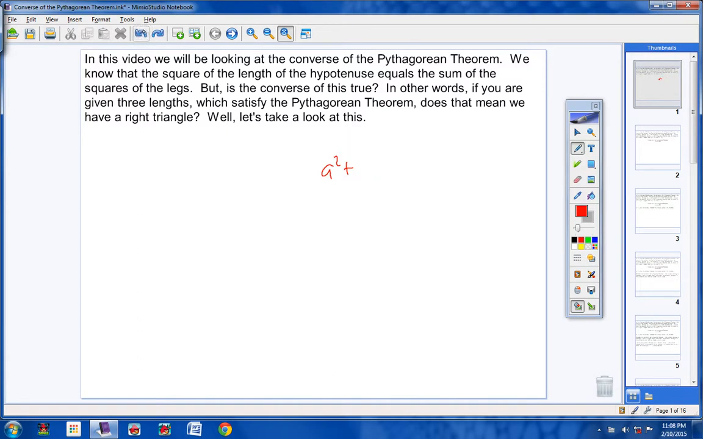In other words, if you are given three lengths which satisfy the Pythagorean theorem, does that mean we have a right triangle? Okay? Remember before we said, now listen carefully, if we have a right triangle, then leg squared plus leg squared equals hypotenuse squared. But now I'm turning it around. Now I'm saying if leg squared plus leg squared equals hypotenuse squared, do we have a right triangle?